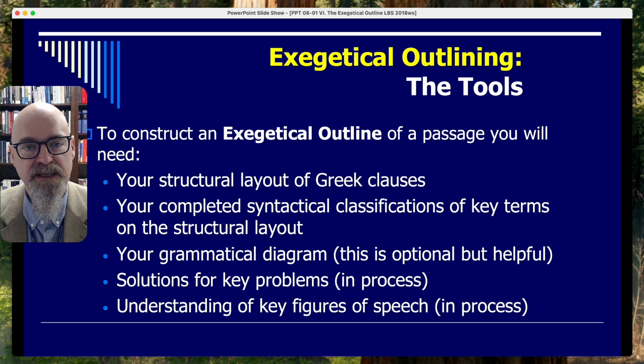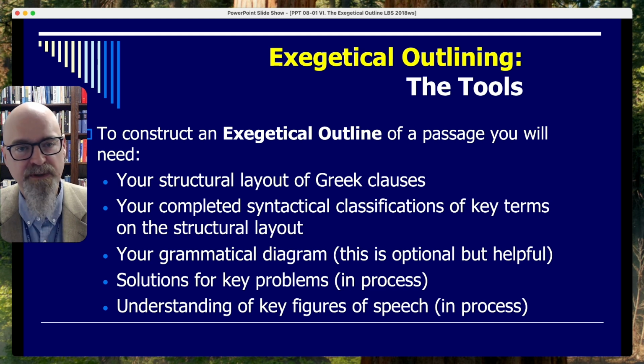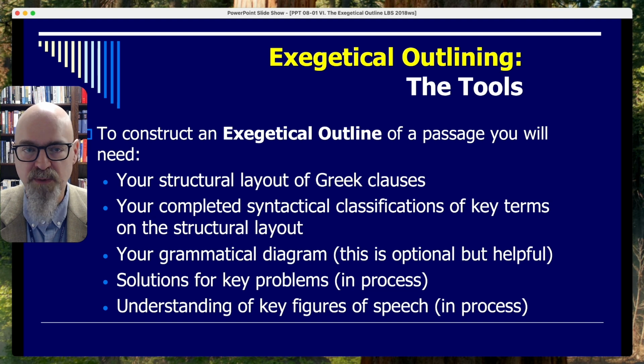That's why for the exegetical outline assignment, you're going to need to revise your structural layout. It needs to be in great shape. Otherwise, the outline will be in poor shape. So you have to have a good structural layout in order to get started. You also have to know the syntactical classification of the key terms on the structural layout. That is, for every key element of the big 5 that you identify, you need to know how it is working grammatically. For example, if you have an adverbial participle, you need to know whether it's temporal, adverbial, means, whatever the case may be, because that will impact the way we write that statement for that clause.